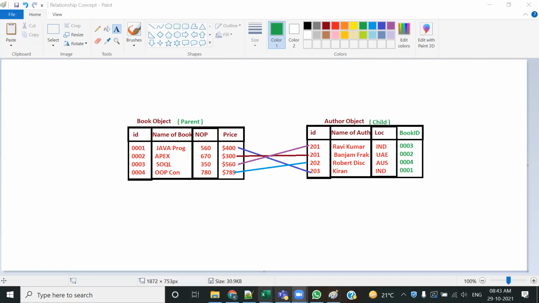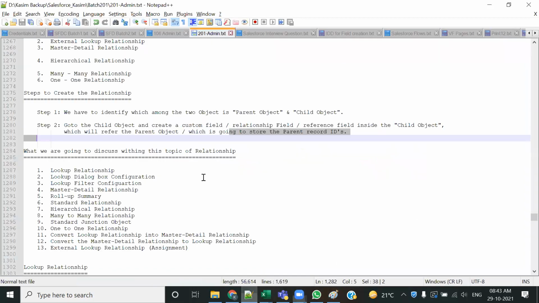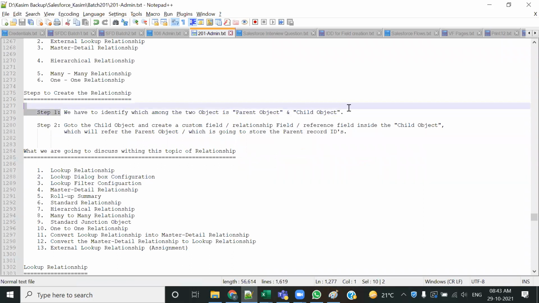So relationship creation is a pretty simple job. It's only a two-step job. First of all, we should identify which one is the parent and which one is the child. Once you know this, go to the child object and create a relationship field over there. That is the only thing we require to do.